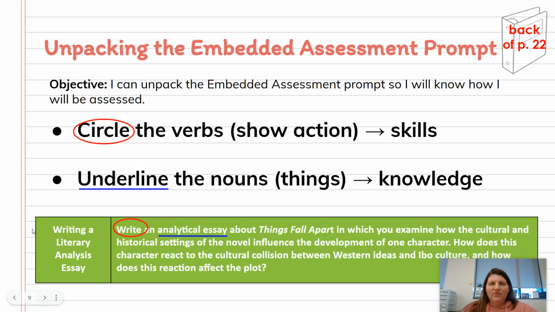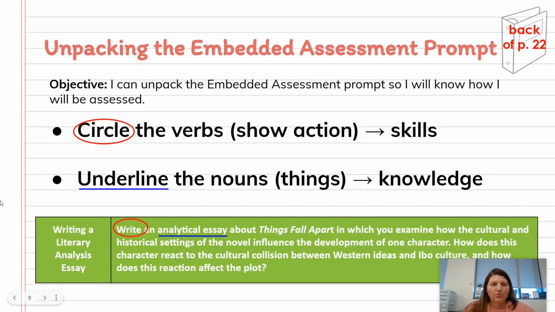And we are identifying the skills that we need to have and the knowledge that we need to have in order to be successful on this assessment. So we're circling the verbs, which show action, and those are the skills. And we're underlining the nouns, which are things, and that's the knowledge that we need to have. So I've given you an example here. Write is a verb, that's something we do. And analytical essay is a thing, that's something we need to know what it is.